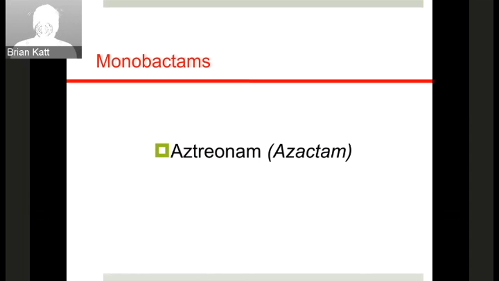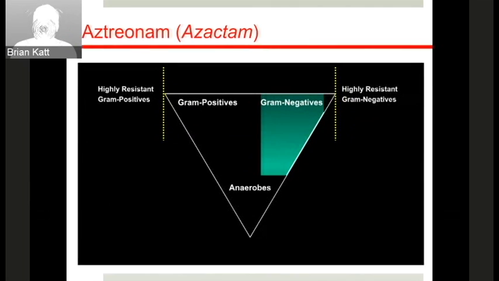So aztreonam, or Azactam, is a pure gram-negative drug. Typically we utilize this drug in individuals that have a penicillin allergy because it's a monobactam, so it doesn't have the same risk of cross-reactivity in regards to the allergy that cephalosporins or penicillin do.